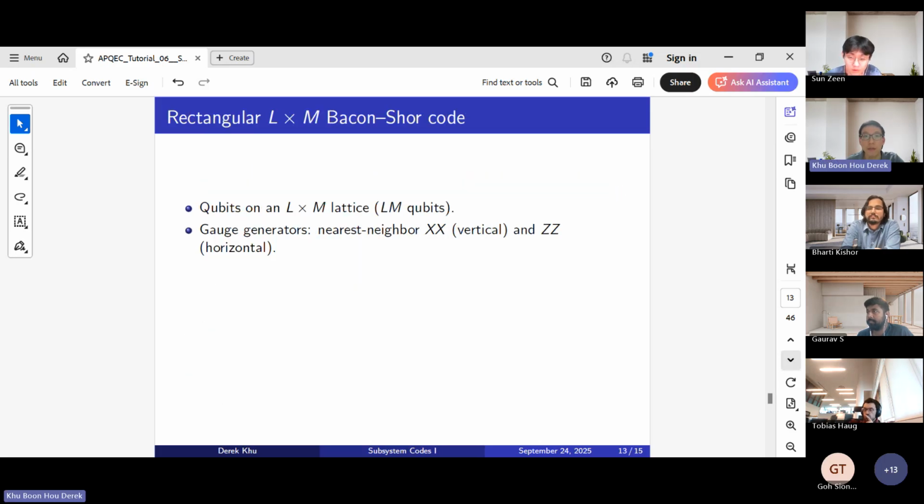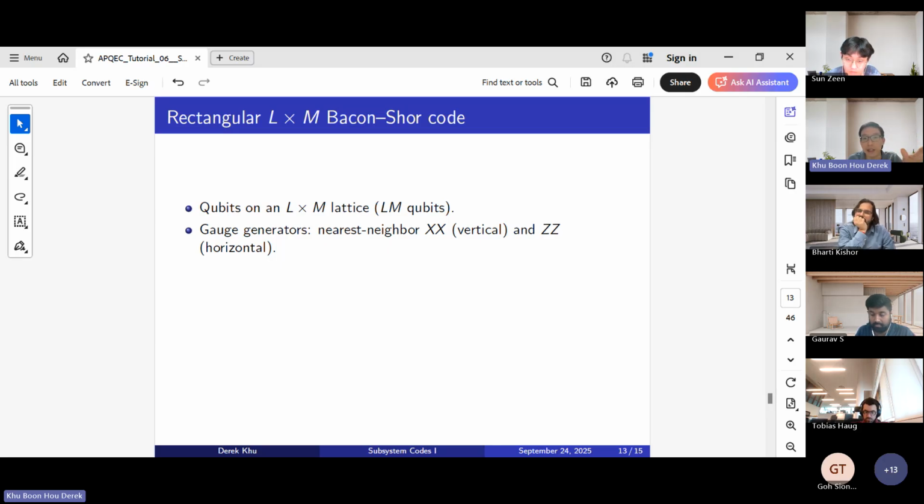No, all right. So one could ask about the Bacon-Shor code. I talked about the 3x3 Bacon-Shor code just now, but that was not exactly what the general Bacon-Shor code is. In general, the L by M Bacon-Shor code has an L by M lattice, where you have L times M qubits, and the gauge generators are just the nearest neighbor XX and ZZ operators.